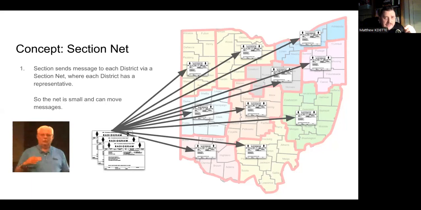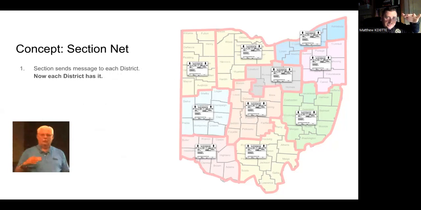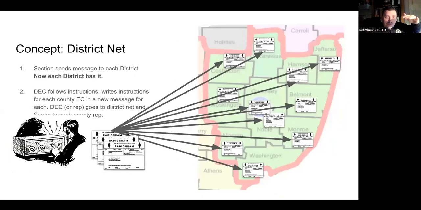You can have the message, you can originate it, you can have it transmitted to each of the districts. That means that you've got only 10. And now each of those districts has a representative at the section. They're able to pick up the message. They now have it in their district, which allows them in turn either to act upon it, or if it's something that's directly to the operators in the counties, they can simply relay it.